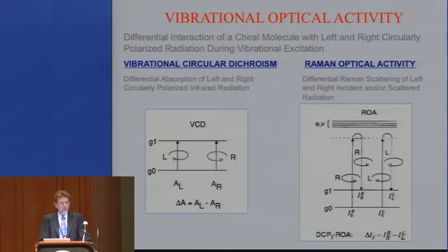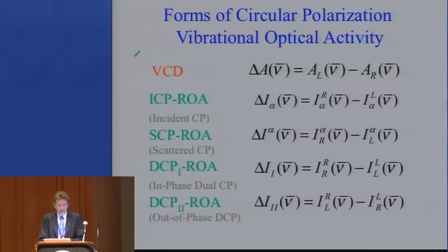And for ROA, you have more freedom, and you can modulate either the incident circularly polarized light or the scattered circularly polarized light, or both. And these are the definitions spelled out in terms of intensities. VCD is left minus right absorbance, and ROA is the other way around. It's right minus left by convention that was started by Lawrence Barron, and we've all stuck to through today.